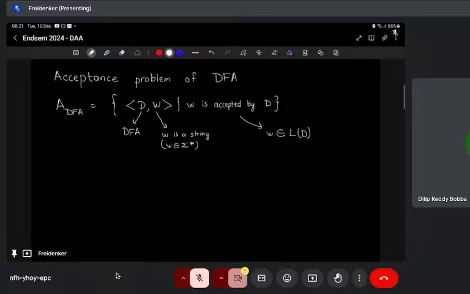Fine. Before we get into all of that, let's see. Let's say I have a tuple D comma W. It's either going to be in ADFA or it's not going to be in ADFA. If W is accepted by D, then it is going to be in ADFA. If W is not accepted by D, then this tuple will not be in ADFA. That is fine.